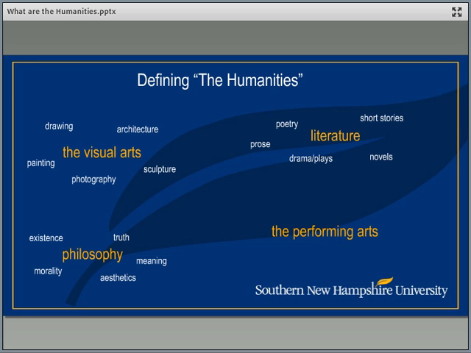And then the performing arts, these are the more active forms of the humanities, I guess you could say, those that can be performed live in front of someone. It can be recorded as well. This can involve theater, music, film and movies, opera, and dance, basically anything that can be performed, hence the name of the performing arts.